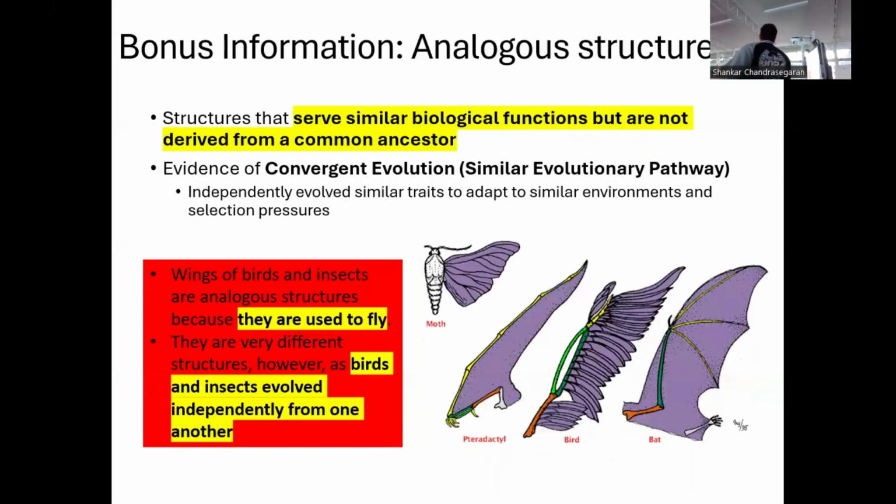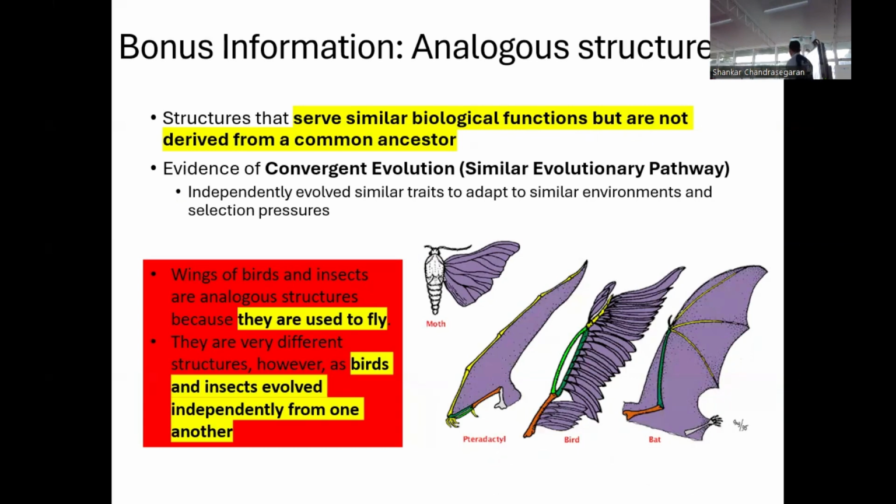So bonus information is about analogous structures. This is not really related to what we're looking at now, but it's something you should be able to understand as well. What analogous structures are talking about is when different divergent species, which diverged a very long time ago, millions of years ago, somehow evolved similar traits.